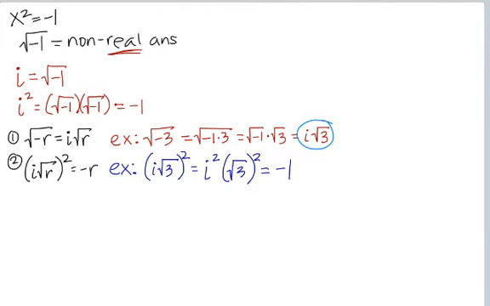Now square root of 3 times the square root of 3, product property tells us we can combine those together to get square root of 9. Now the square root of 9, as we know, is just going to be 3. So our solution, or our answer to this, is going to be -3.